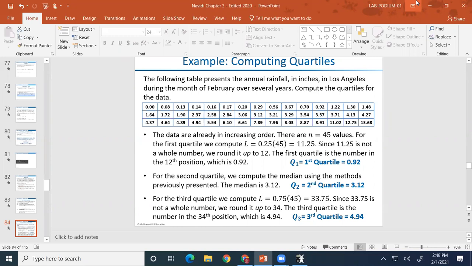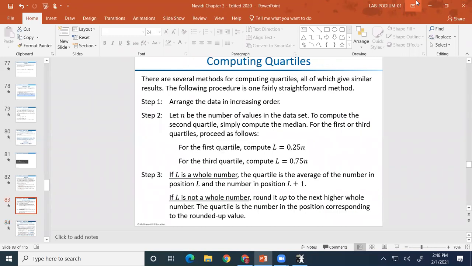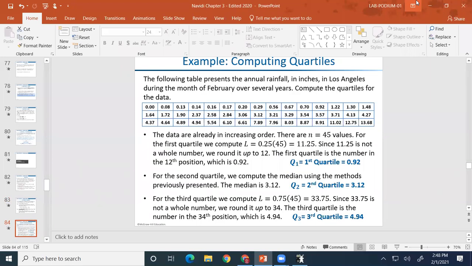The other directive, and this doesn't happen that much actually, is if it's a whole number, then you've got to do the same thing you did with the median, which is take the two in the middle and average them. It doesn't happen very often. All right, so this is the first quartile.